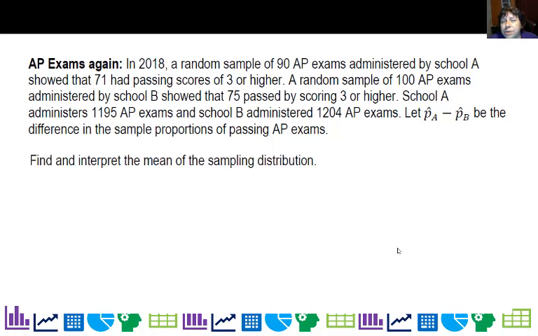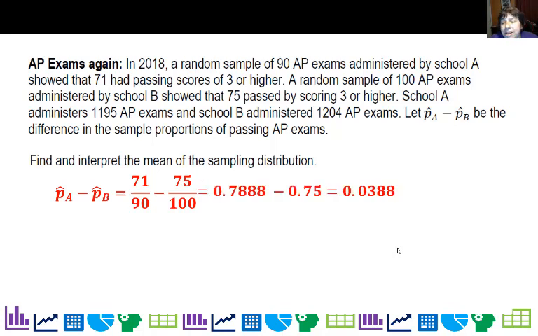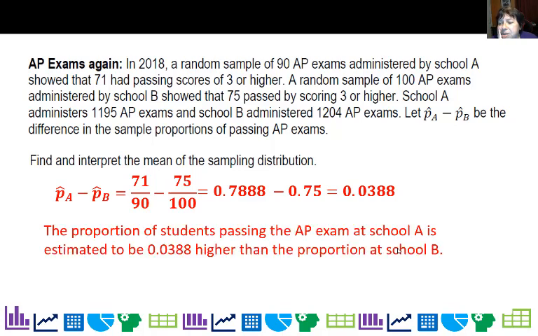Now we're going to find and interpret the mean of the sampling distribution. So now I'm actually going to go ahead and calculate the proportions. So it's 71 out of 90 minus 75 out of 100, or 0.7888. It's really repeating. Maybe I should have put a 9 in there. Minus 0.75, so it's 0.0388. All right, so that's the mean. So the proportion of students passing the AP exam at School A is estimated to be 0.0388 higher than the proportion at School B. And I like saying it's estimated because I actually don't know the true value, but we're hoping it's close to the true value.